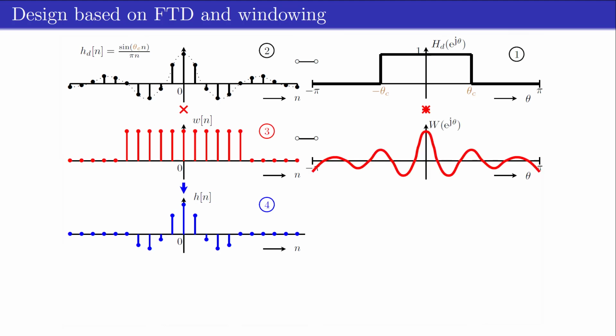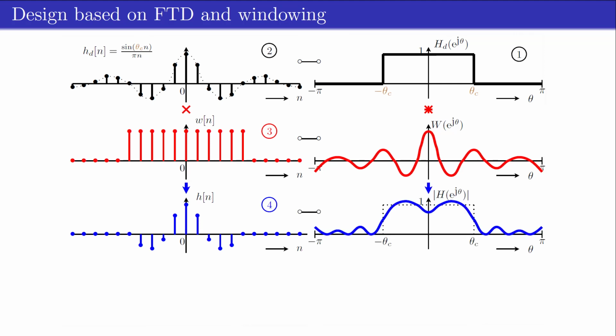The time domain window w[n] can be represented in the frequency domain by W(e^jθ), while the multiplication operation in time domain is represented in the frequency domain by a convolution, which results in the non-ideal frequency response H(e^jθ) that is obtained as the convolution result of the ideal frequency response with W(e^jθ), which results in a smoothed version of the ideal frequency response.